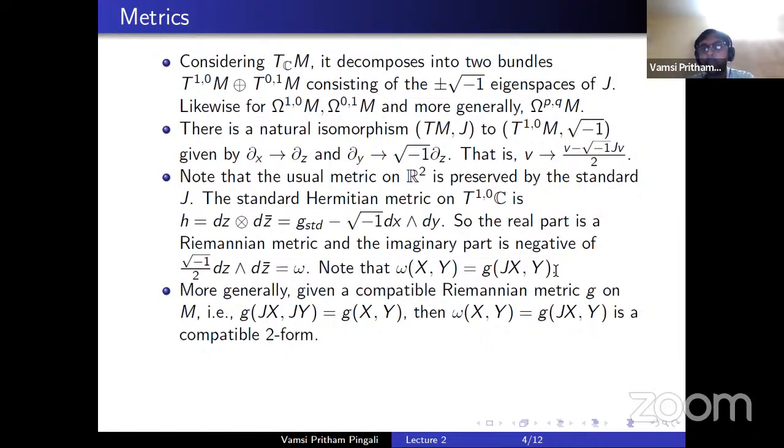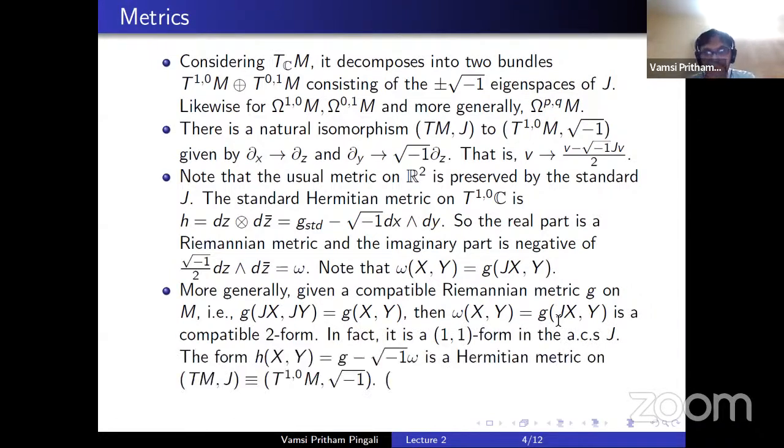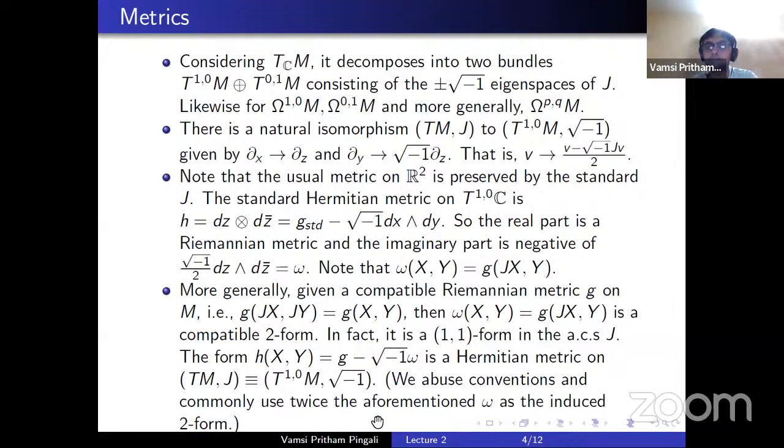More generally, given any compatible Riemannian metric, namely a metric where J is like a rotation, it preserves the inner product, then this construction gives you a 2-form, and it's a 1-1 form, in fact. And using this 1-1 form, you can produce a Hermitian metric on the holomorphic tangent bundle. The bottom line here is, if you give me a compatible Riemannian metric, I can produce a Hermitian metric on the holomorphic tangent bundle and vice versa. Okay.